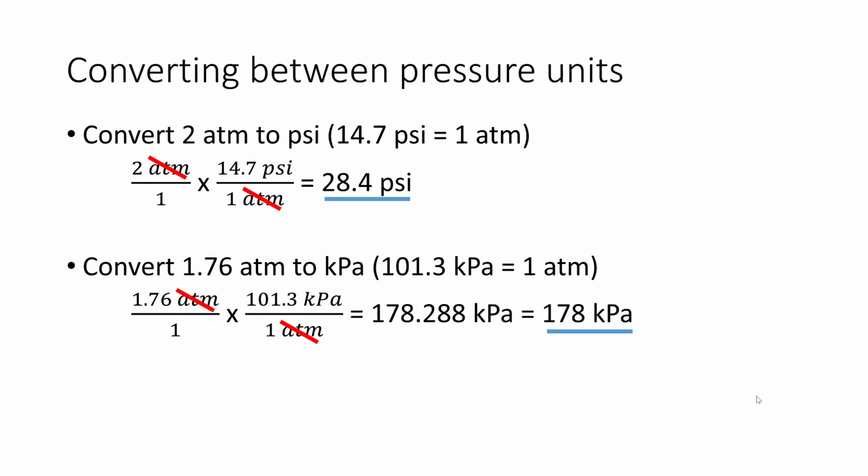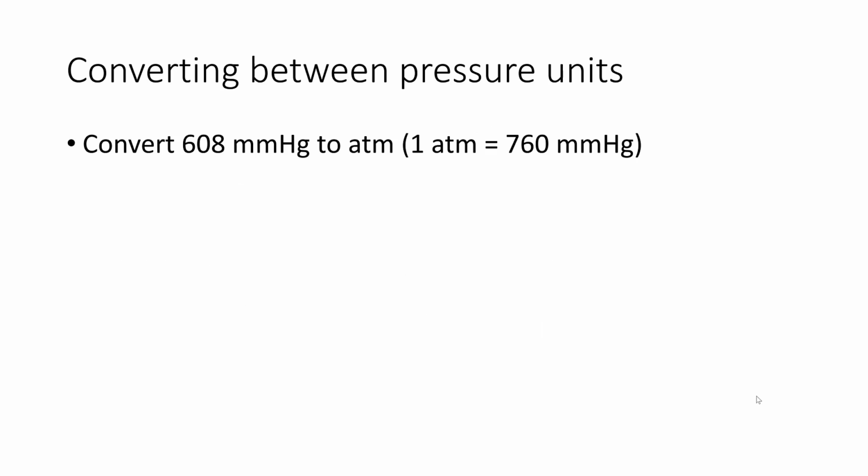All right, so there's a couple of examples. We're going to keep going with the examples this time. I want you to go ahead and try it on your own. So go ahead and pause the video and see if you can convert 608 millimeters of mercury to atmospheres. So this time we aren't starting in atmospheres. We're starting in a different unit and we want to go to atmospheres. So think about how that affects which units are on the top versus the bottom of your fraction.